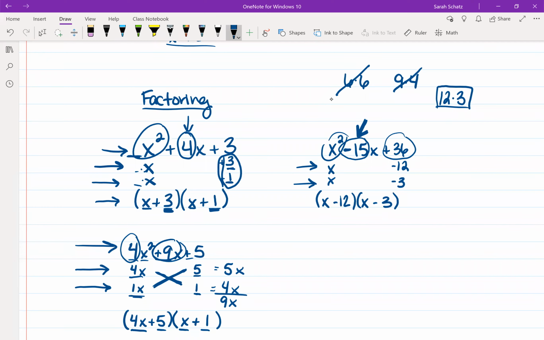Make sure it works. If you're worried about your factoring, if you're worried about your answers, what's the easiest way to check? FOIL it back out. See if you end up with what you started with. That might seem time consuming, but if your whole problem hinges on that factoring, it's probably not a bad idea to FOIL it back out and see if you get back to where you started.